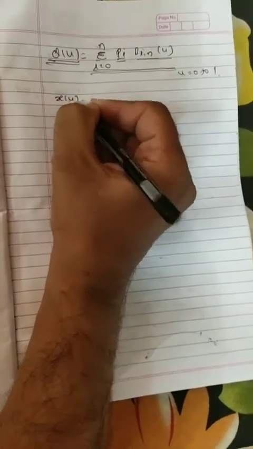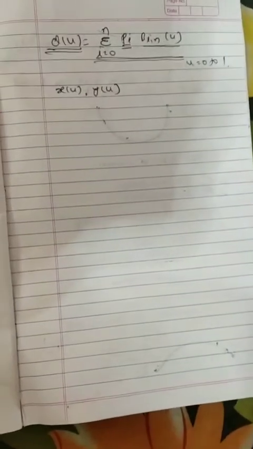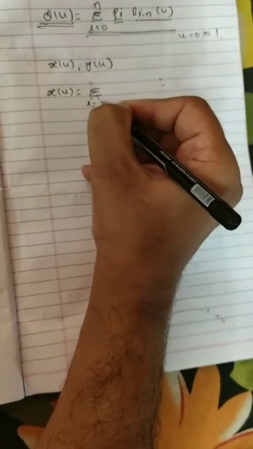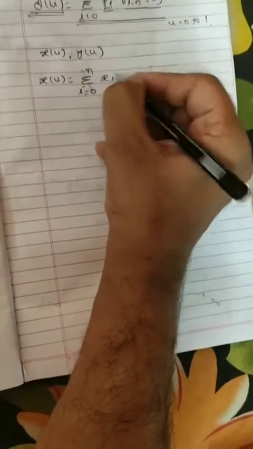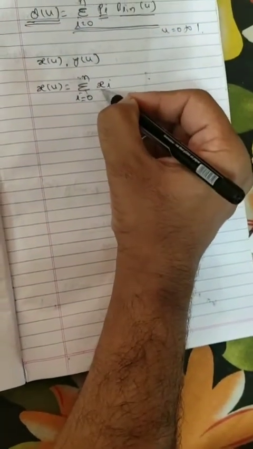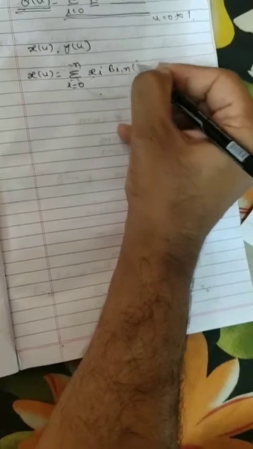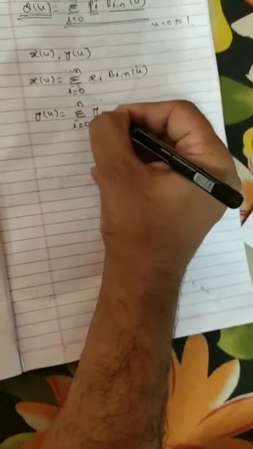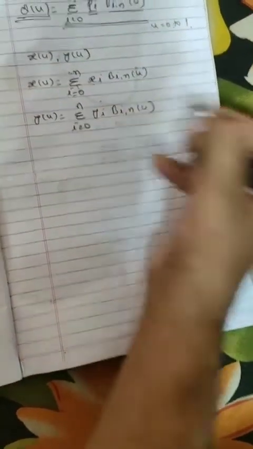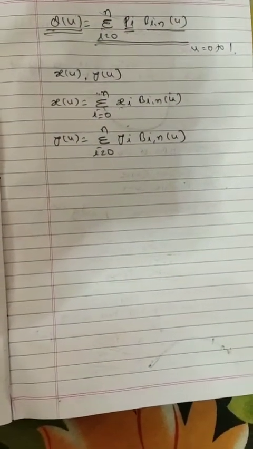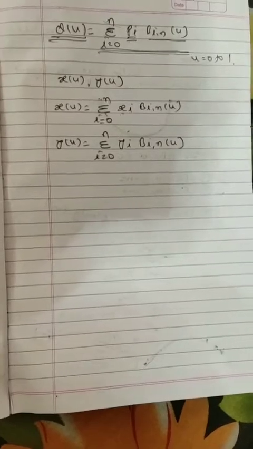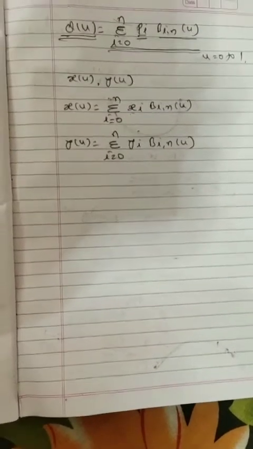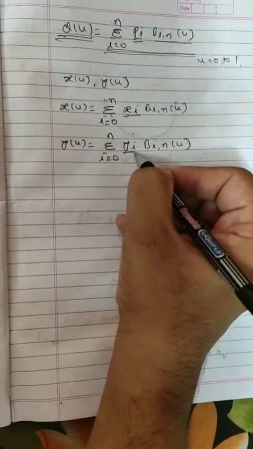A point is always in the form of x(u) and y(u), because a point is always in the form of x and y coordinates. Therefore x(u) is equal to summation of i is equal to 0 to n, xi, the x coordinate of that particular ith control point, into B i comma n of u, and y(u) is equal to summation of i is equal to 0 to n, yi, B i comma n of u. Means by using these two formulas we will get one point, and then we plot that particular point, which is one of the intermediate points of that particular curve. Now xi, yi is nothing but the control point.